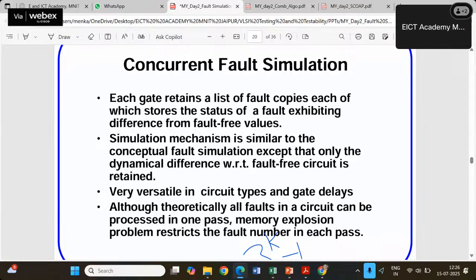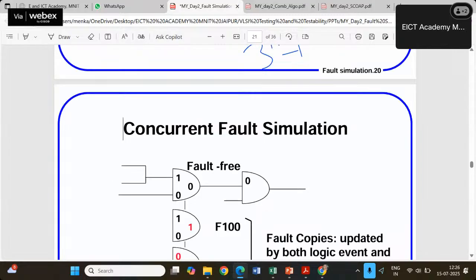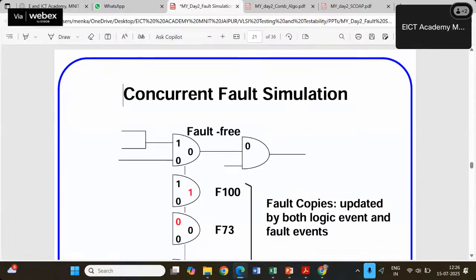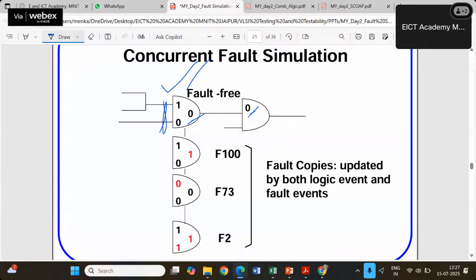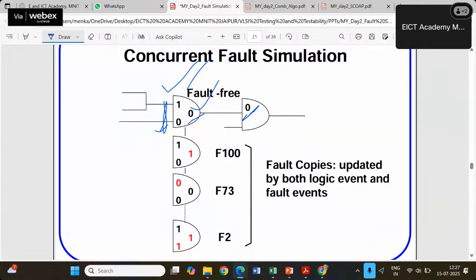What does it mean? Copy means, let's say there is an AND gate. In this AND gate, I will have one fault-free copy. Let's say the inputs were 1, 0, and the output was expected to be 0. Now, where can the fault be possible? The fault is possible at this branch, or this branch, or the output. So three faults are available.